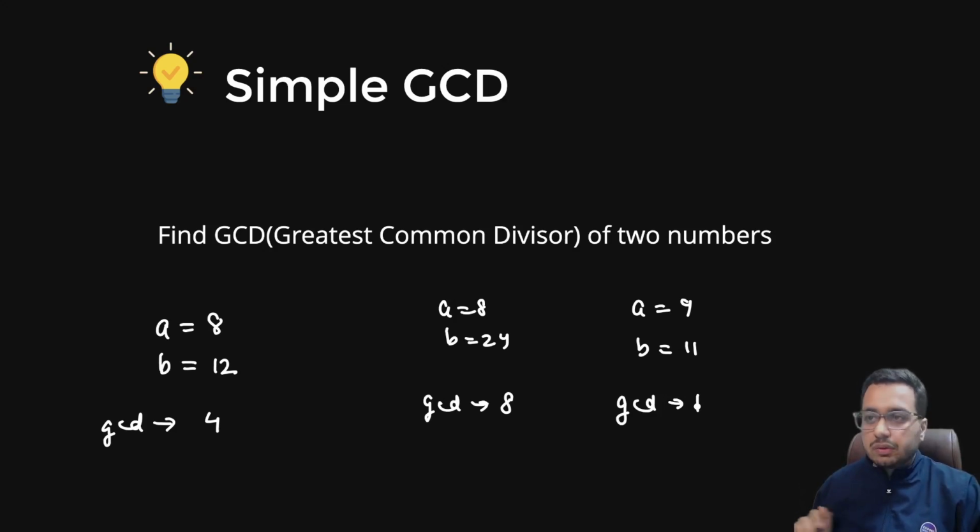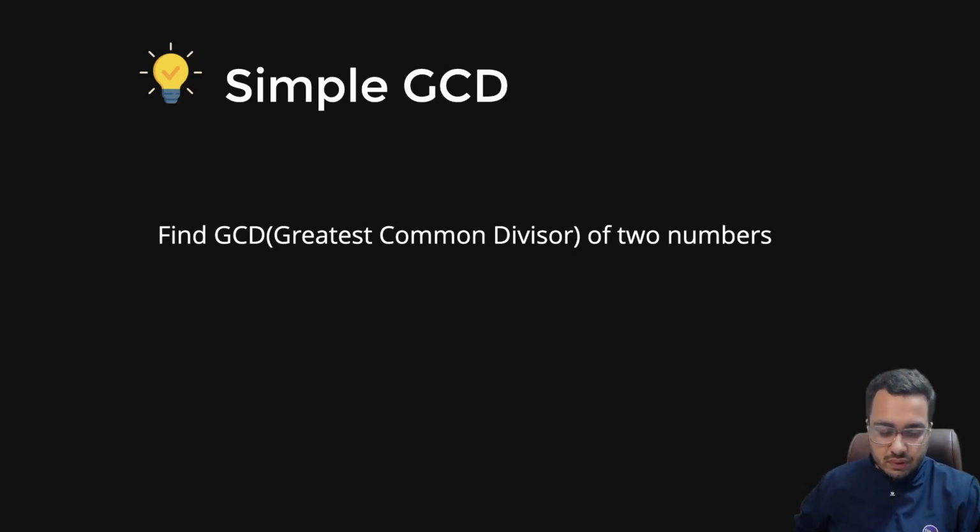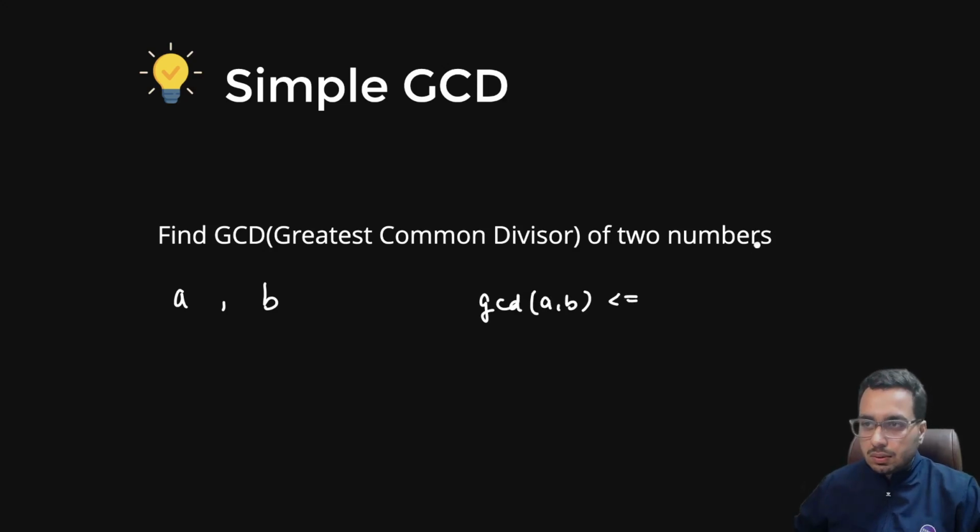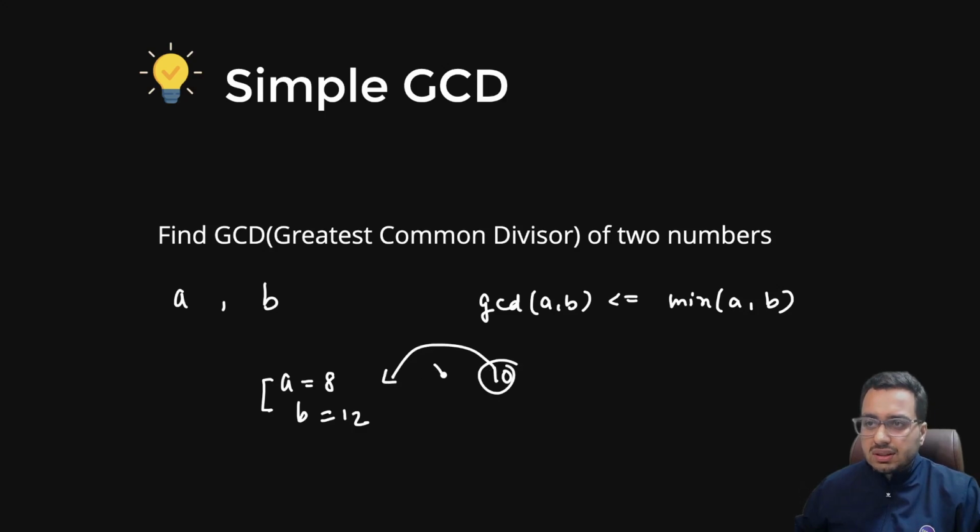So if you look carefully, you can say that if you have a number A, let's say, and a number B, so we can clearly say that the GCD of these numbers A and B would always be less than or equal to the minimum of the two numbers, okay? So for example, if A is 8 and B is 12, you cannot have a number that is greater than the smaller number that will divide both, okay? So you cannot say I will have a number 10 that will also divide it. No, this is not possible.